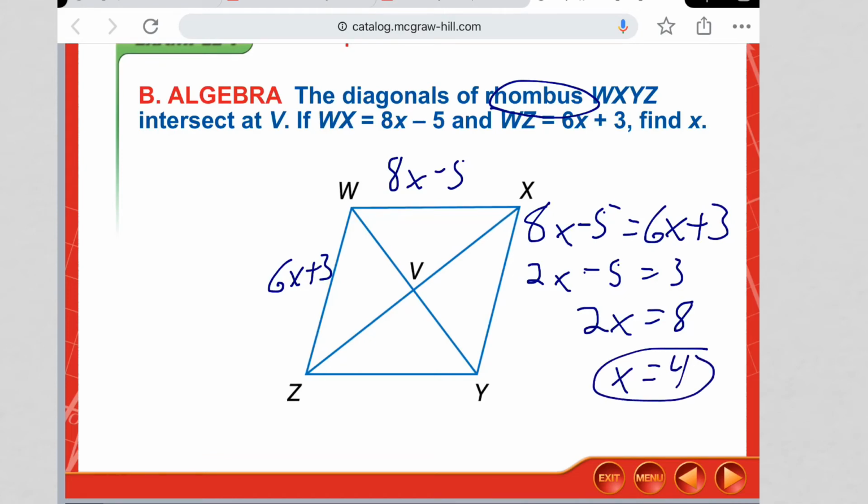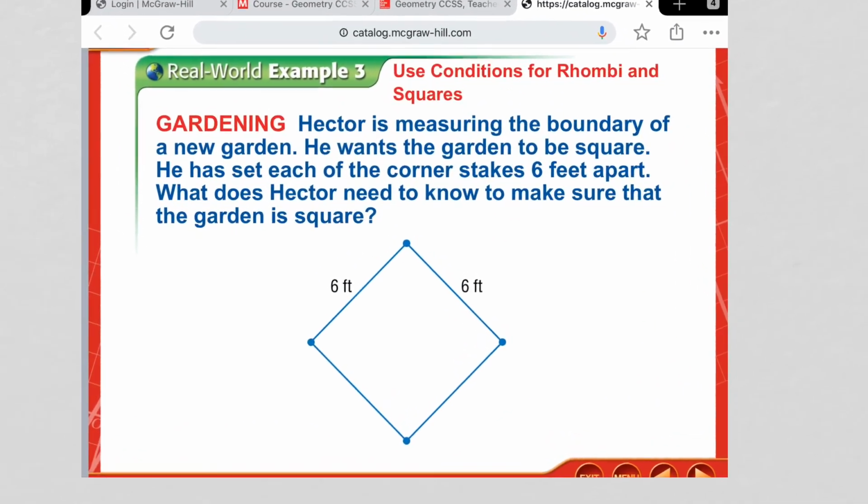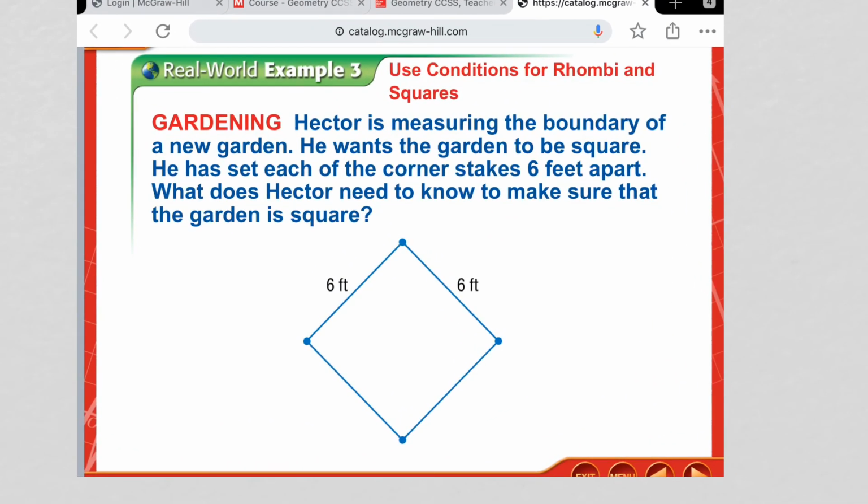One more example I want to take a look at has to do with squares. So it says Hector's measuring the boundary of a new garden. He wants the garden to be square. He has set each of the corner stakes 6 feet apart. But just knowing that each of the sides here are 6 feet apart, here, and I would assume here and here, does not give me enough information to tell me it's a square. If I know all 4 sides are the same, that only tells me that it's a rhombus.